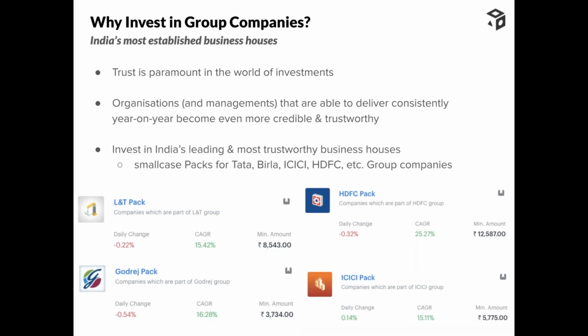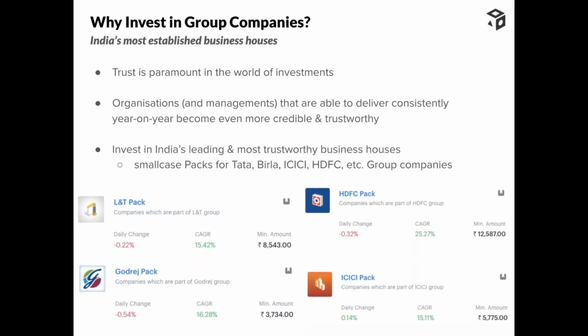Now, what are these group companies? These group companies are essentially large business houses of India. Business houses and names that almost everyone in India is impacted by, even if they have not heard about them. And anyone who's in the stock market would have definitely heard about them. These are business organizations like Tata, Birla, HDFC, ICICI, L&T, Godrej, which are large and established names that have been around for a while in the Indian corporate and economic scene.